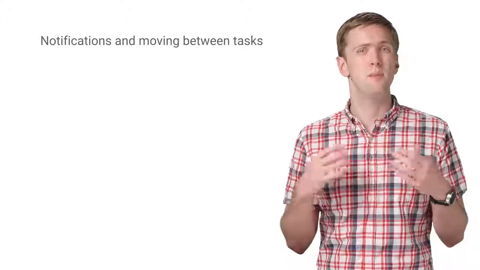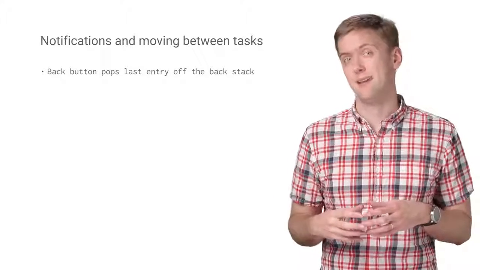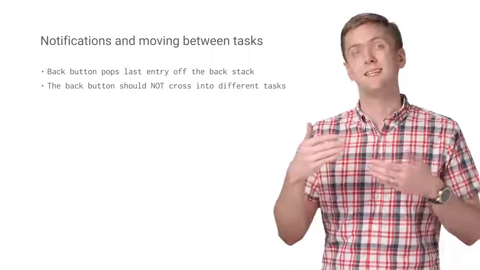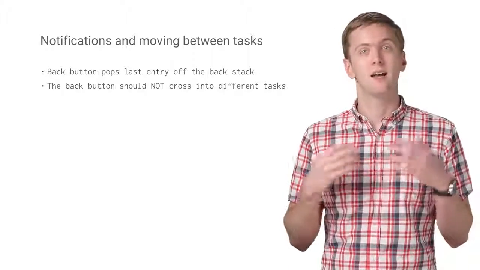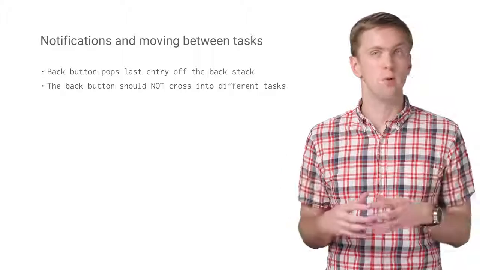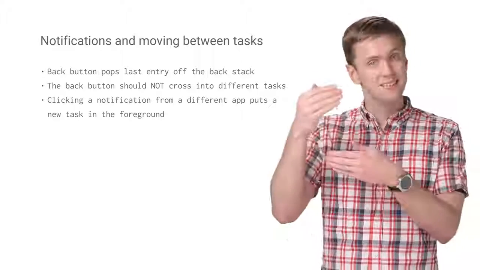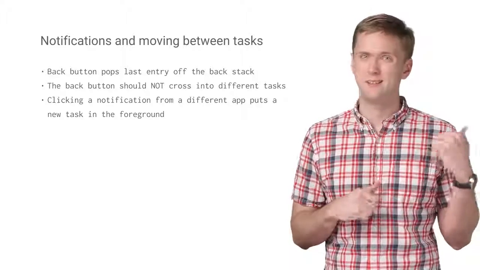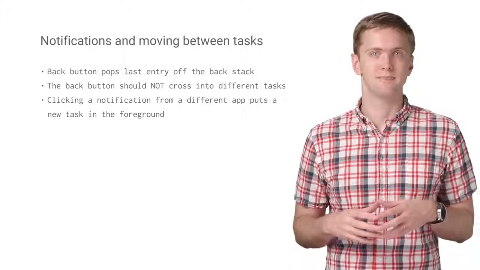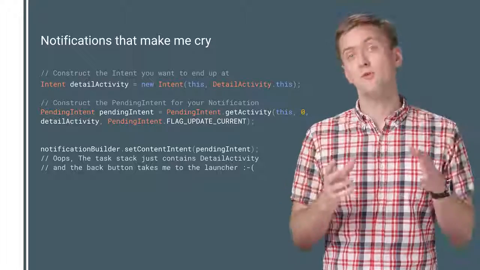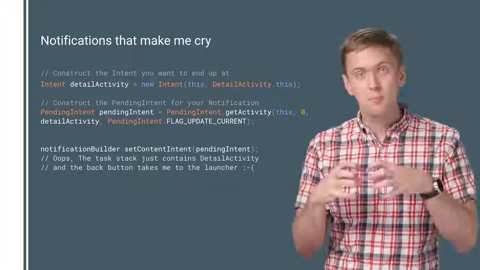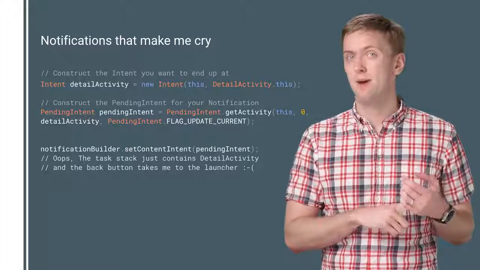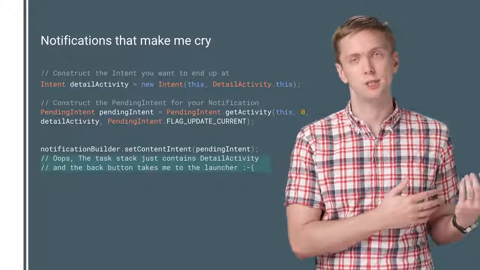We talked about how the back button pops the backstack. A natural corollary is that the back button shouldn't cross into different tasks, a convention since the days of Android 3.0. It's just a single stack from where you are to the launcher. Remember, there's that fancy overview screen for switching tasks. So for a notification that points to an activity deep within your app, you really don't want that first press of the back button to take you immediately to the launcher.